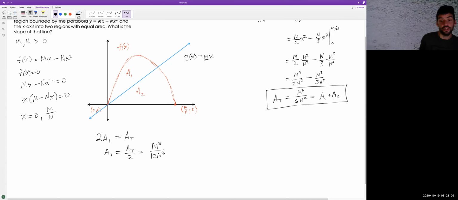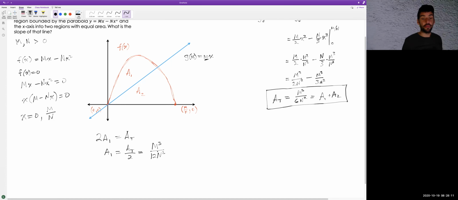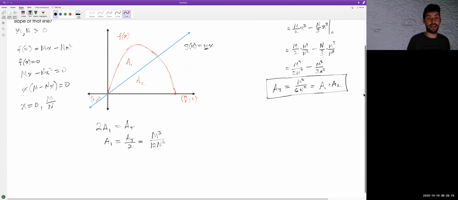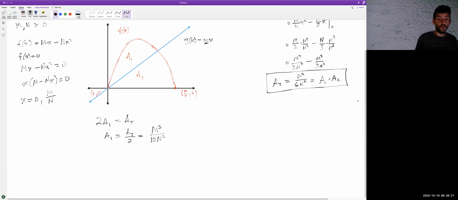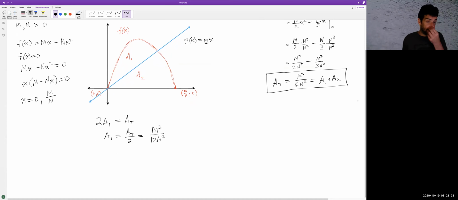Okay, so we now have an expression, and remember, m and n are constants that are given in the problem. So we have a number, right? Whatever m and n are, we have a number now that tells us how big this area should be. That seems like important information. Let's see if we can come up with an expression for this area, for area 1.